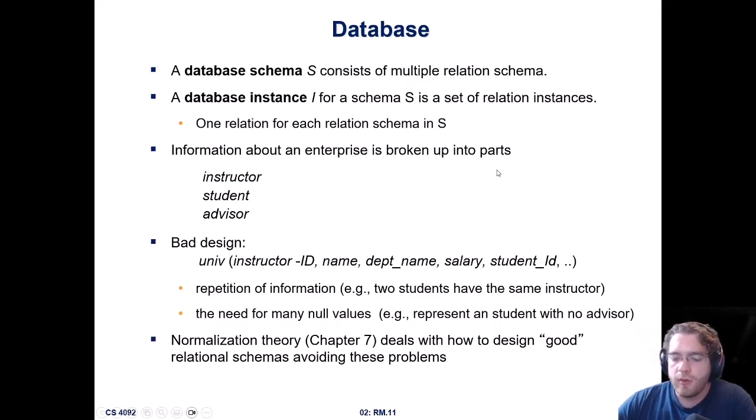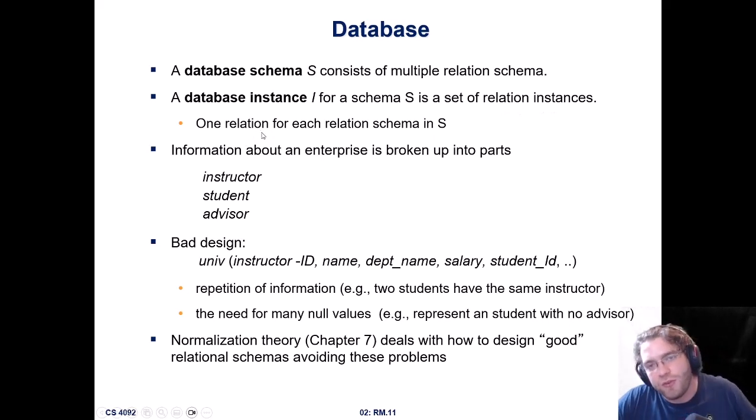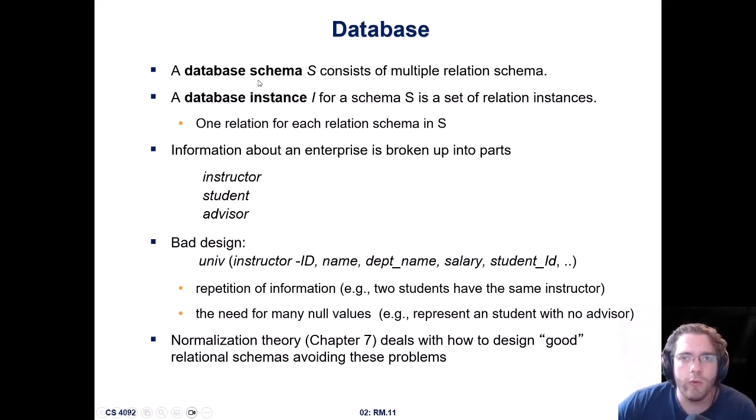Cool. So this is some more vocabulary about a database itself. So a database schema S consists of multiple relation schemas. A database instance I for a schema S is a set of relation instances. So for each relation schema in S, there's one relation. And then when we're taking a look at this relation, it can be broken into a few parts here. So again, our overall schema is going to consist of multiple relations, but the instance of it is where we have it at that brief time.